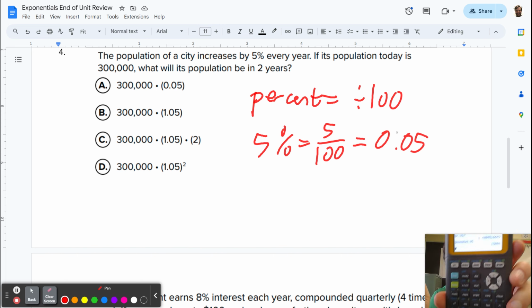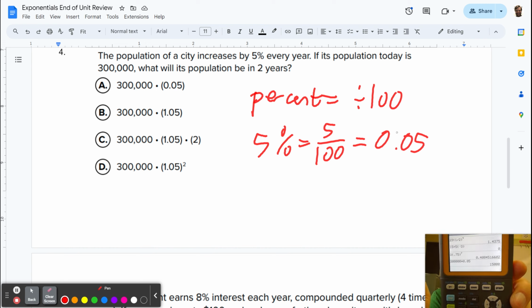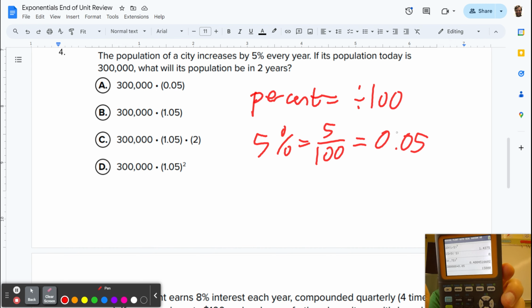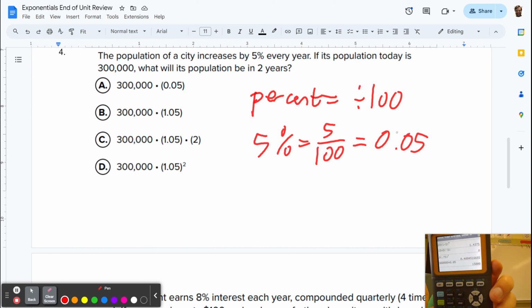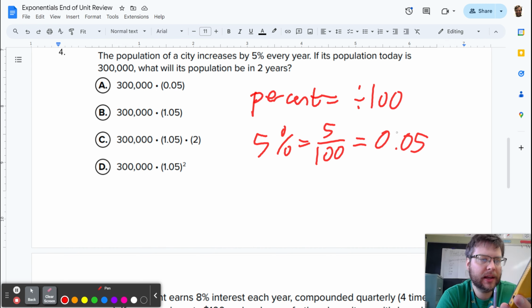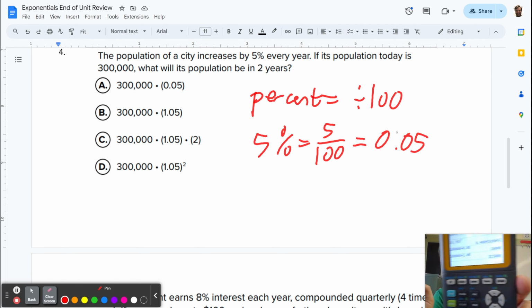300,000 times 0.05. Look at that there. Did that increase? No. That went from 300,000 down to 15,000. That is not an increase. That represents how many more people there are, 15,000 more people than there were before. The way that I can get it to increase is by multiplying by 1.05. See?